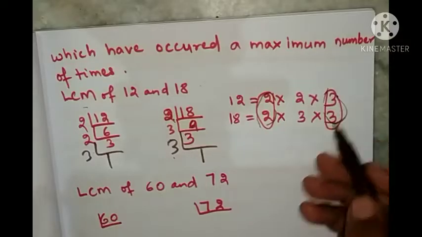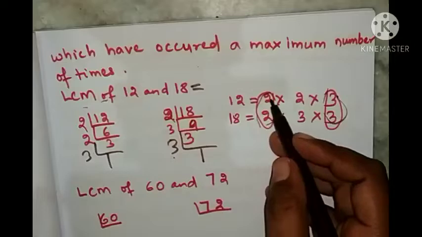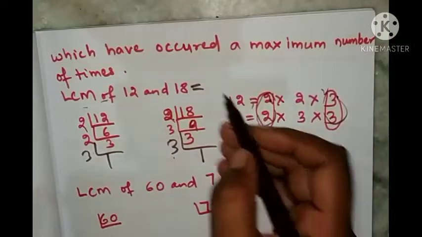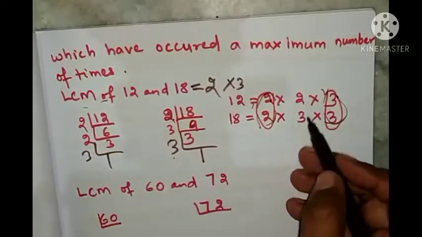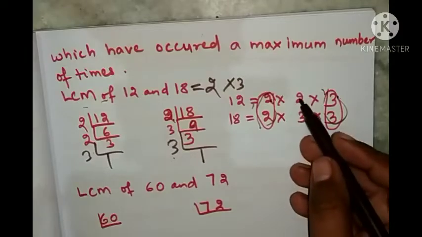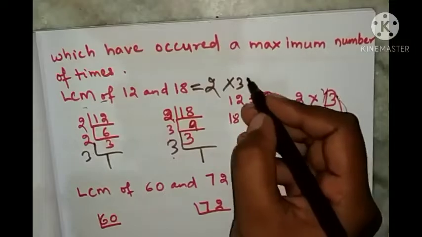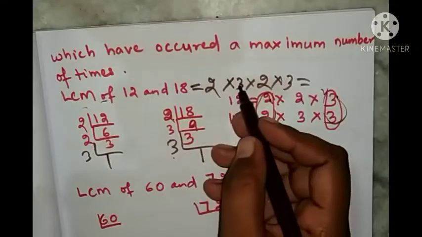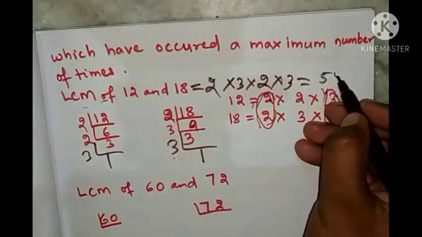So what will you write? LCM of 12 and 18 equals, first you write the common factors, one time, like 2 into 3. Then you write the rest of the primes. What are the rest of the prime factors? 2 and 3. Again you write 2 into 3. So how much? 2 3s are 6, 6 2s are 12, 12 3s are 36.